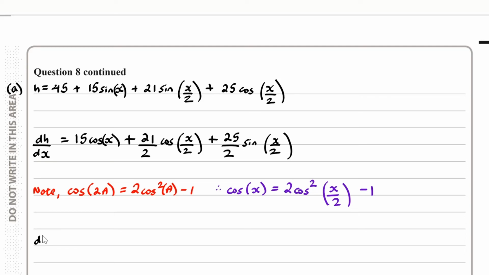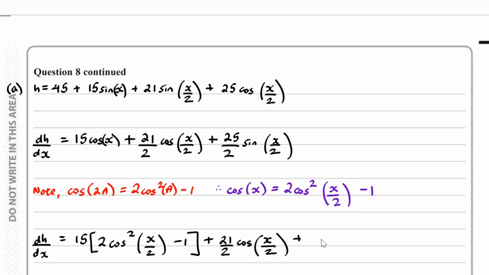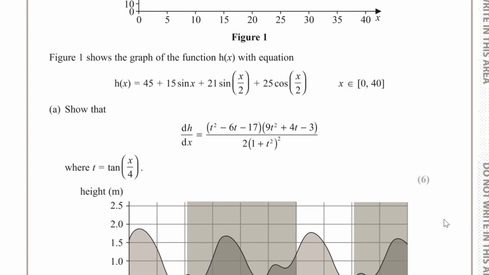So we have dh over dx, that's equal to 15 lots of this thing over here. So we have 15 lots of 2 times the cosine of x upon 2 squared minus 1. And then we have the rest of the terms over here, 21 over 2 cos of x upon 2 plus 25 over 2 sine of x upon 2. And we can now use our substitution of t equaling x upon 4.